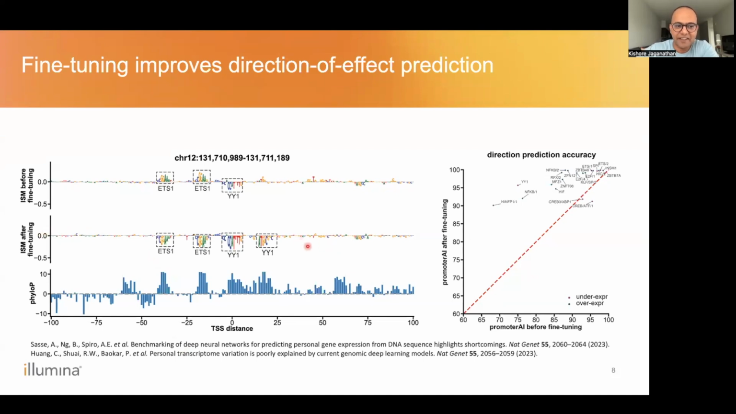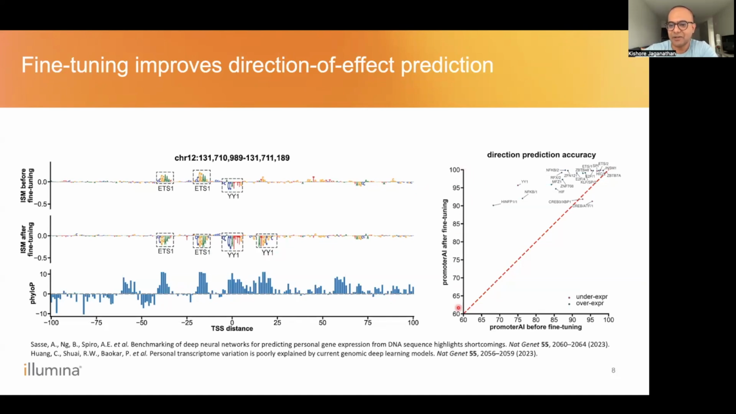After fine tuning, for this particular promoter, the model did two things. It completely switched the direction of ETS1 to the right direction, which now tells you that weakening that motif will reduce gene expression. And it also detected the presence of one more motif, YY1. So fine tuning does a combination of two things. One, it fixes the direction of effect prediction of some of these motifs where the model before fine tuning did not get the direction right, and it also finds new motifs that the model failed to find before fine tuning. While I'm showing one example here, we have shown many more anecdotes in the paper.